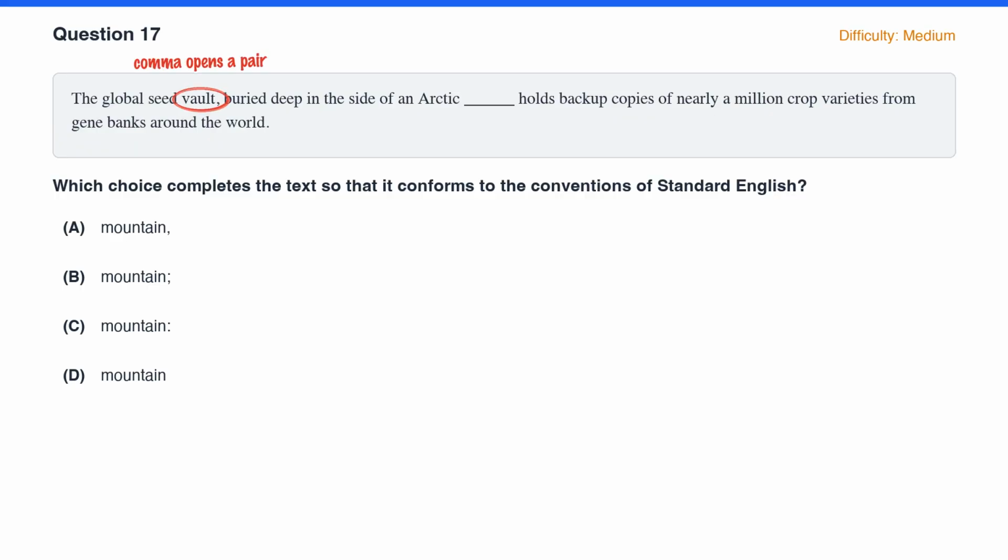Notice the comma right after vault. That opens an interrupting phrase, buried deep in the side of an Arctic mountain, which is just extra detail dropped into the sentence. Whatever fills the blank has to close that pair.